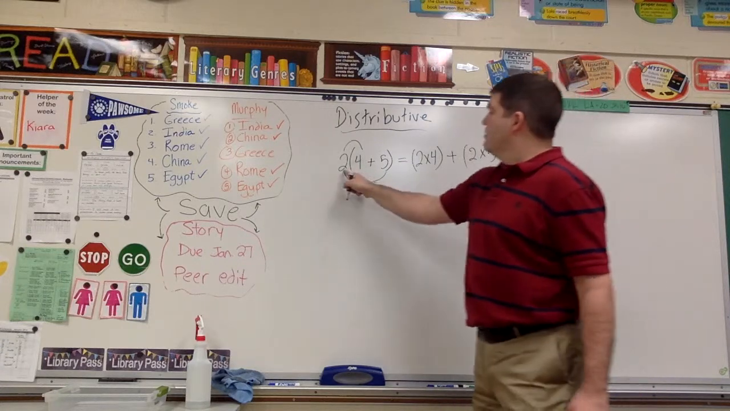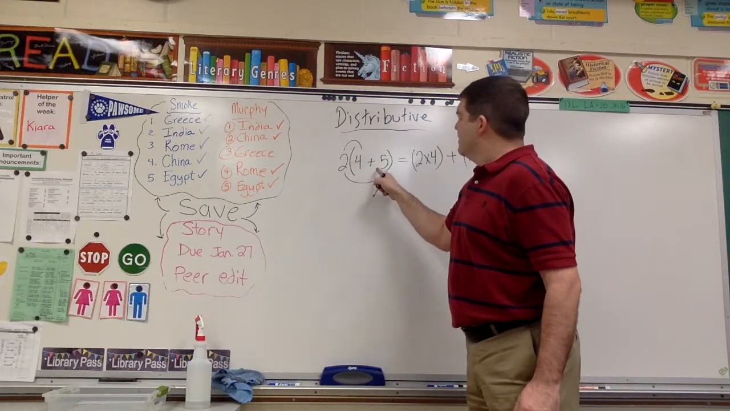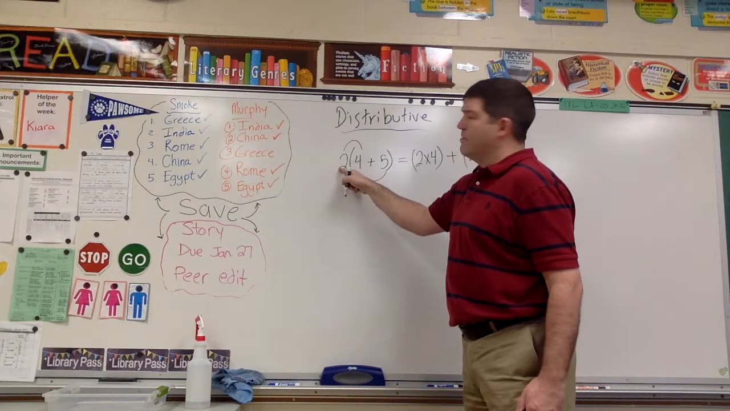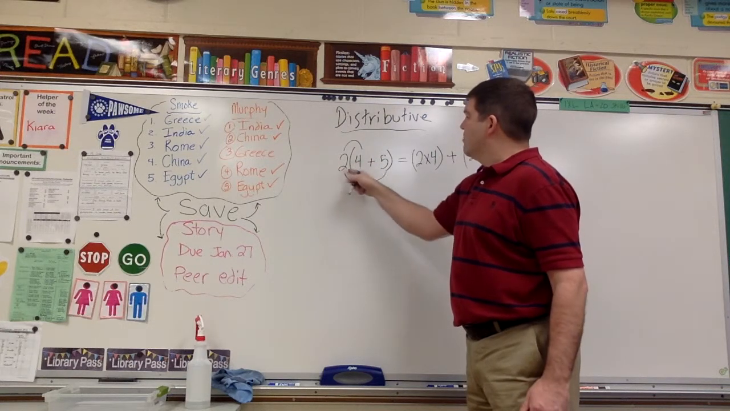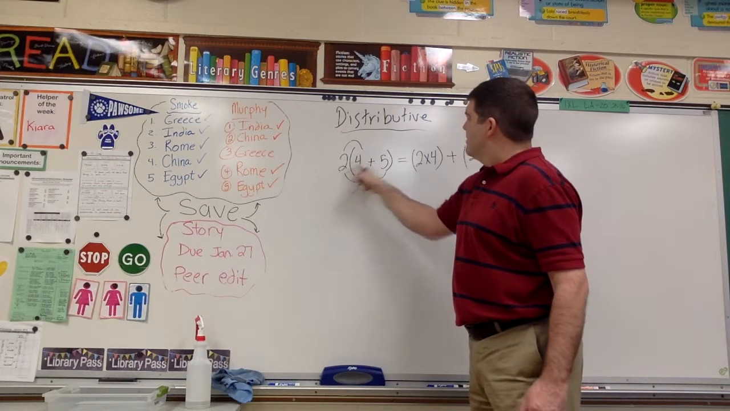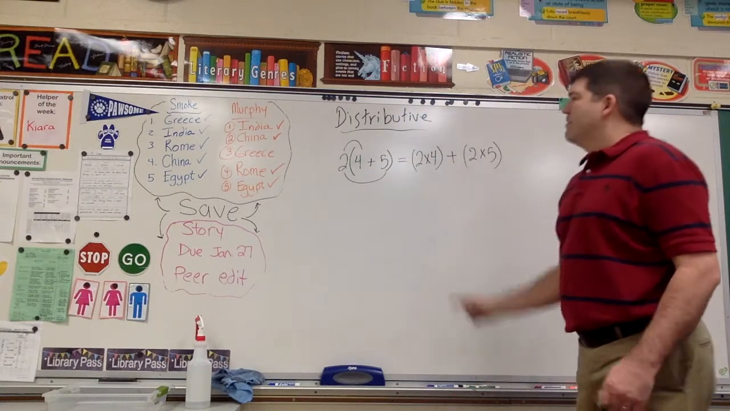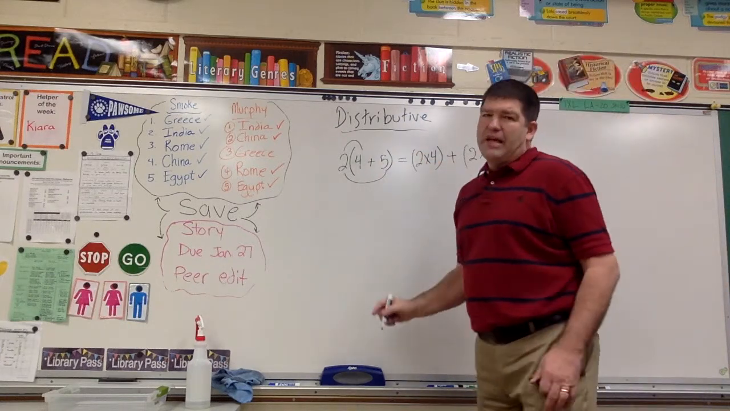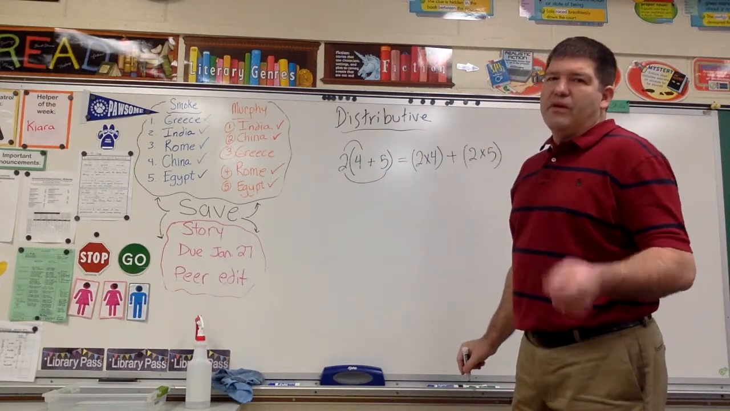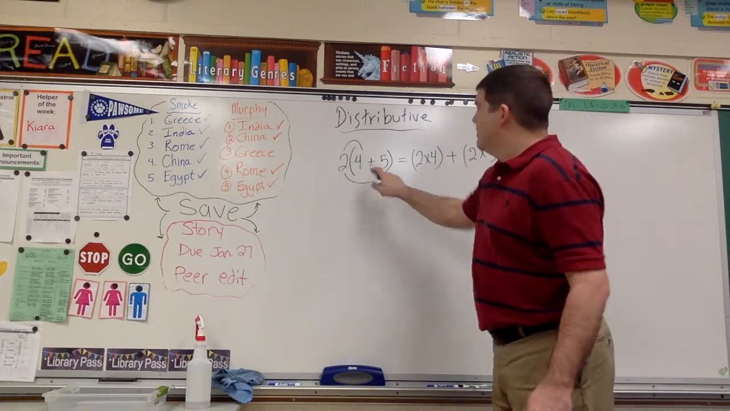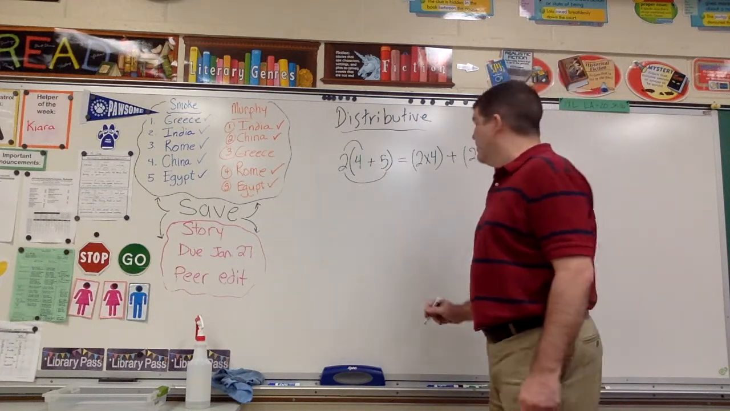Okay? So I'm doing 2 times all of this. Instead of adding this first and then timesing it by 2, I'm just separating it out. 2 times this and 2 times this. With this kind of a problem, it doesn't need to happen, but when you get into variables within here, this is an important concept to understand.